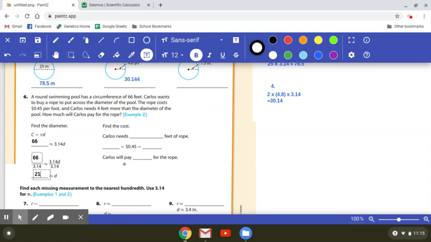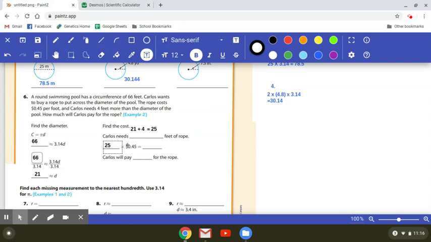All right, now we need to find the cost. So he needs 21 plus 4 more feet of rope, right? Because he needs 4 more than the diameter. That's so he can tie it off there. How much is it going to cost? So 21 plus 4 equals 25. So he needs 25 feet of rope. We're going to take 25 and we're going to multiply it by 0.45.